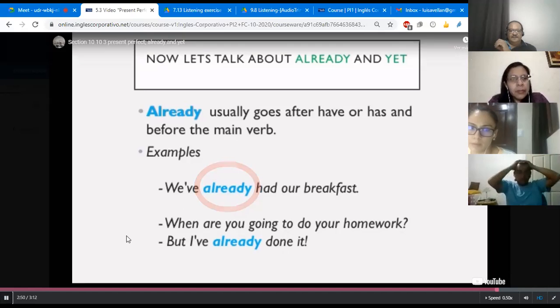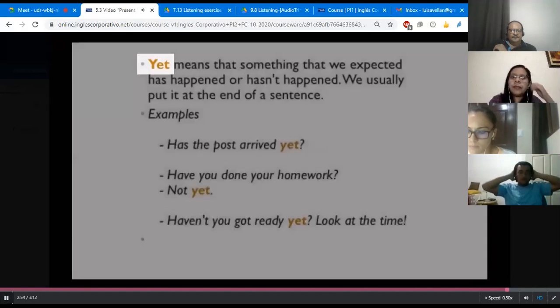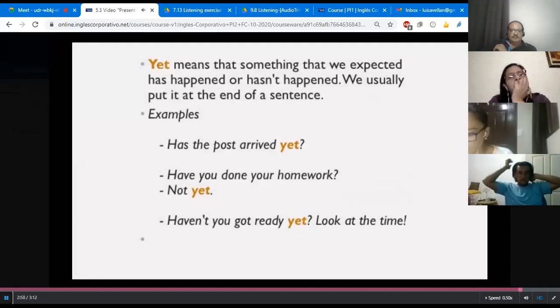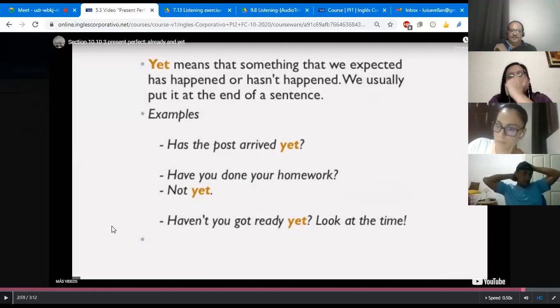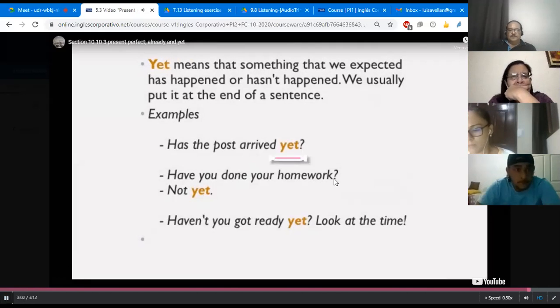And "yet" means that something we expected has happened or hasn't happened. We usually put it at the end of a sentence. Examples, so questions and negatives, okay? Has the post arrived yet? Have you done your homework? Not yet. Haven't you got ready yet? Look at the time.